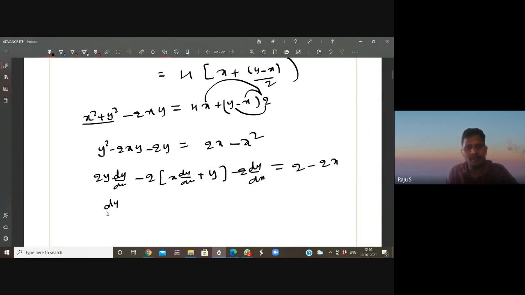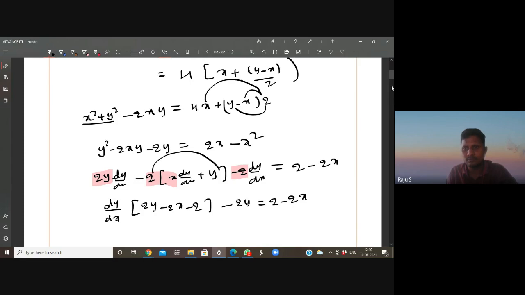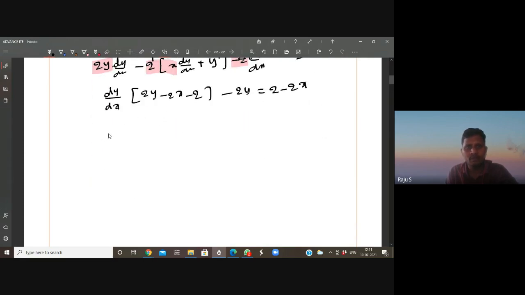Right, dy by dx you can take outside. What is the dy by dx coefficient here? 2y. The dy by dx coefficient is 2x. Here minus 2. So 2y minus 2x minus 2. Nothing but we take a 2 common. So minus 2 into y minus 2y is equal to 2 minus 2x. Okay, so take 2 common, then 2 into y minus x minus 1.